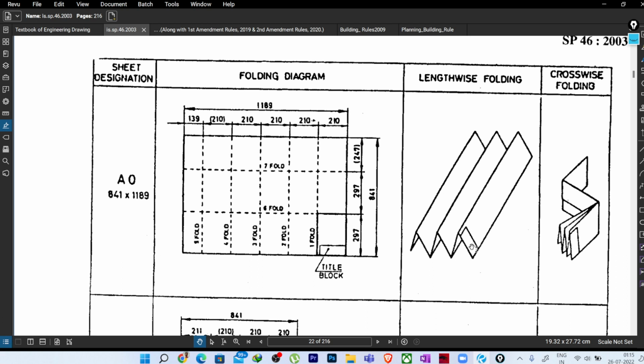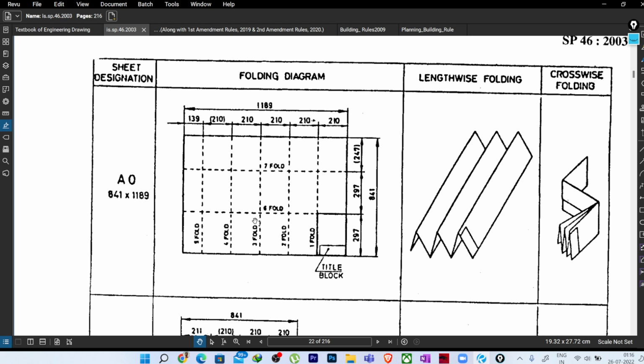Okay, because in the title block everything will be written here again. I'll be explaining the basics about the title block, and later I will explain about the title block when plotting the drawing. So you can see here we have 7-fold and 6-fold. How can we do it actually? The first fold, second fold, third, fourth and fifth, so in total we will have 6 folds, and the 7-fold is here actually.